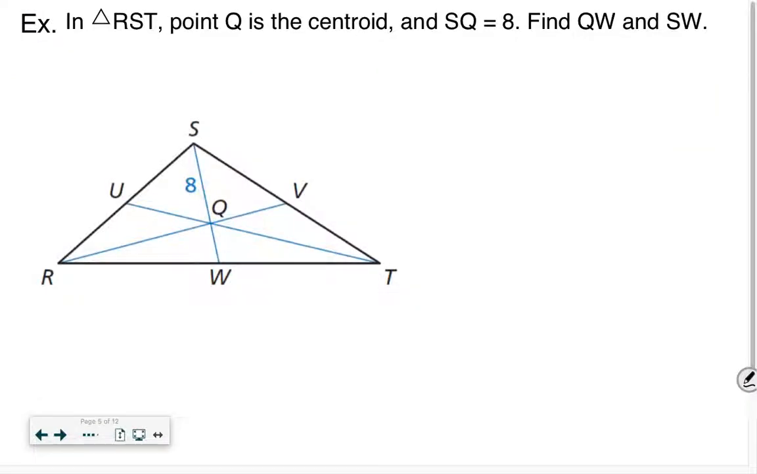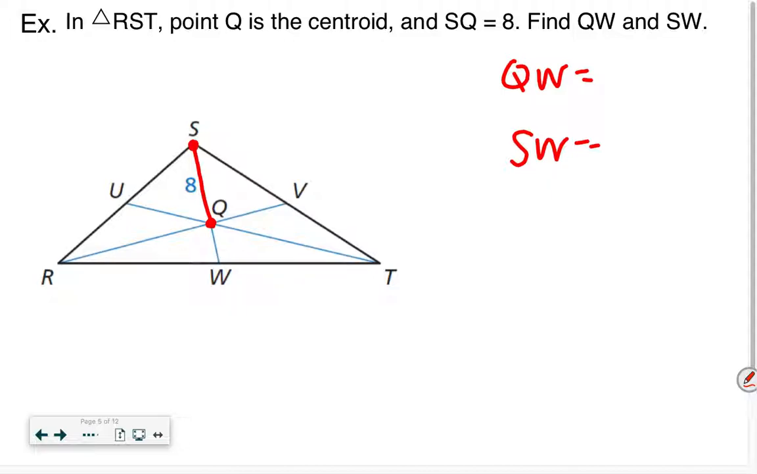So our first problem here says, point Q is the centroid, S to Q is 8, find QW and then SW. So we have 2 values we're looking for here. Now, you have to be able, and you're going to hear me say this a few times, you have to be able to decide, is S to Q the 1/3 piece, the 2/3 piece, or the entire segment?